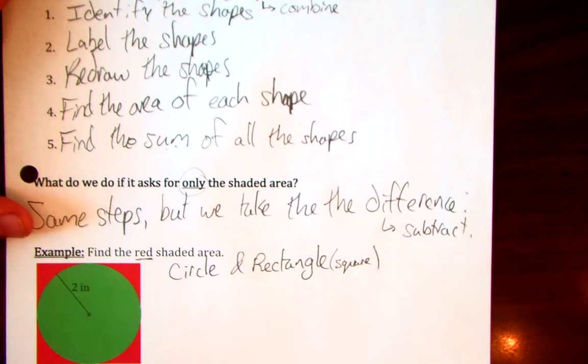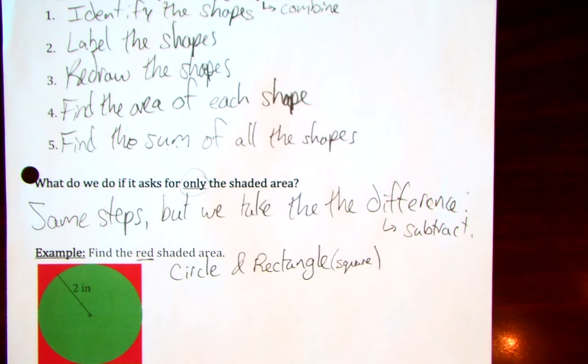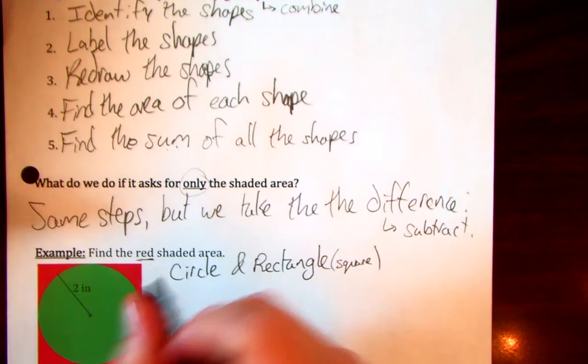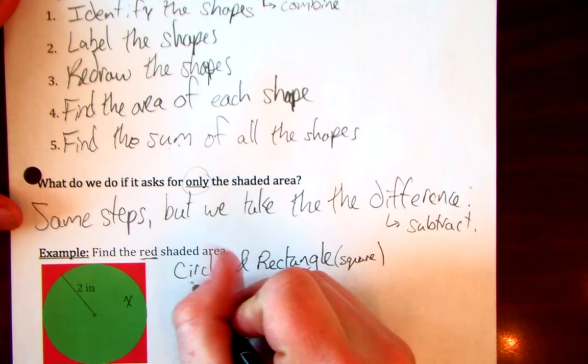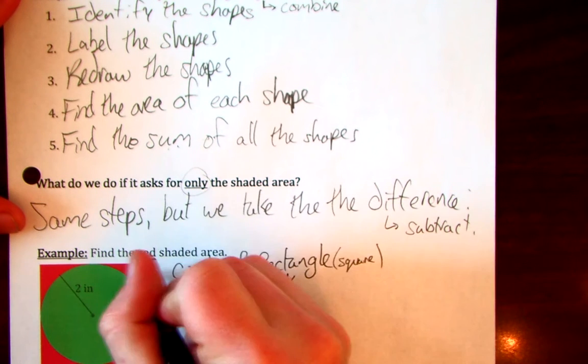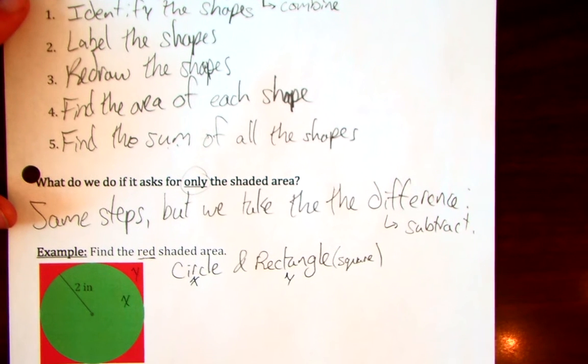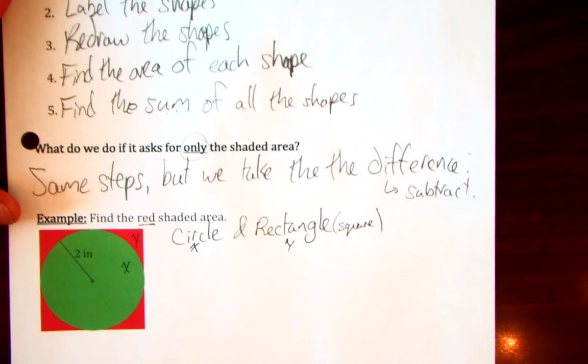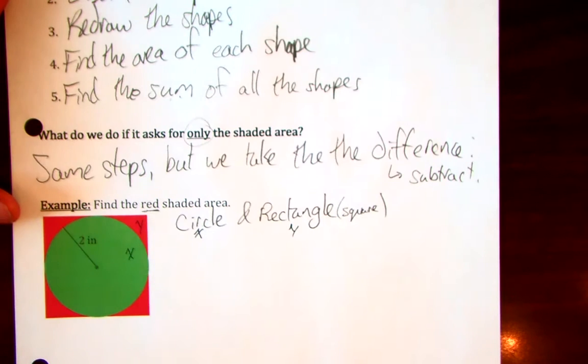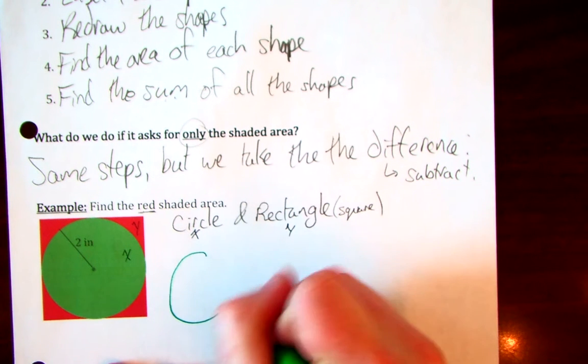Let's label the shape. Let's get a nice labeler in black for ourselves. So let's let this circle be X, and our rectangle be Y. So again, that's talking about that outside shape in there. So now it says to redraw the shapes. And so what I'm going to do is have in green our circle X.